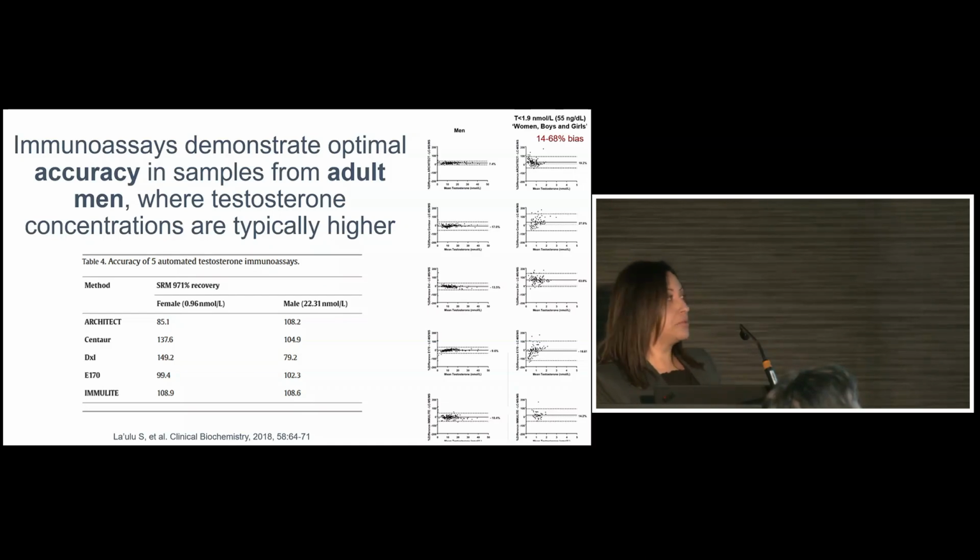seem to perform optimally in men, in adult men, where the concentrations are typically higher. And this has been demonstrated whether you use a reference standard material and you check the recovery of different immunoassays, or if you compare to mass spec as a reference method, you see adequate performance in men. However, in female concentrations, you see that it does not perform as well, whether it's by comparing to a reference material or by comparing to mass spec, where depending on the assay, you may see a bias of from 15% to almost 70%.